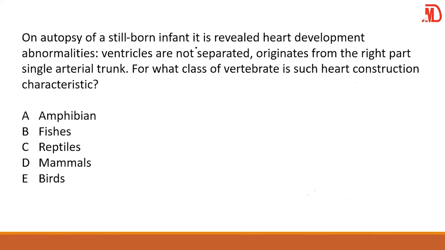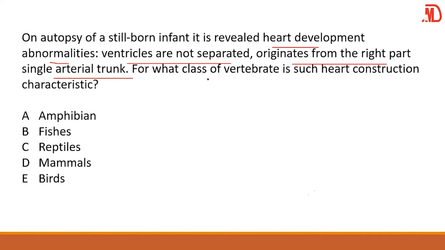On autopsy of a stillborn infant, heart development abnormalities were revealed. Ventricles are not separated. It originates from the right part of the single arterial trunk. For what class of vertebrates is such heart construction? When you look at what they've presented here, which of these animals have the features of this heart? Look, it has ventricles that are not separated. In the human body, ventricles are separated, right? Of course, by the interventricular septum.